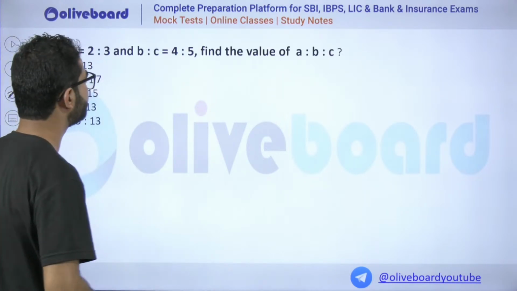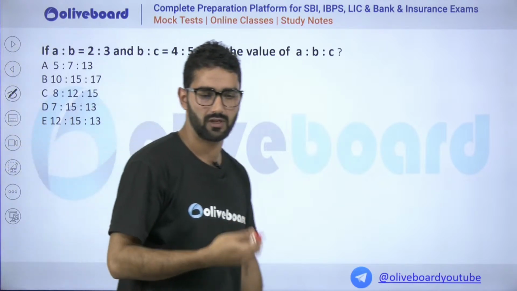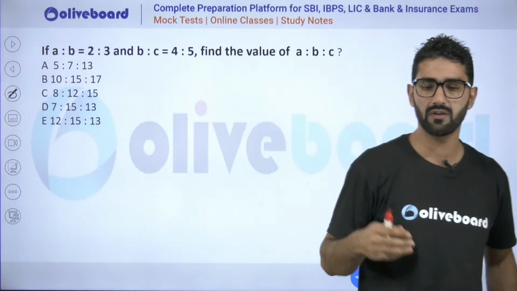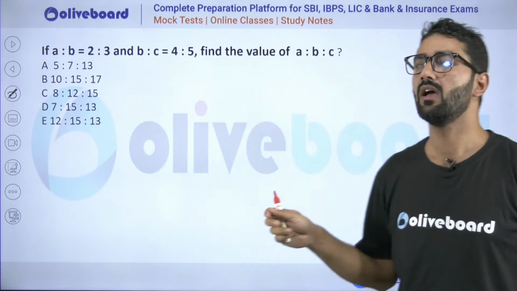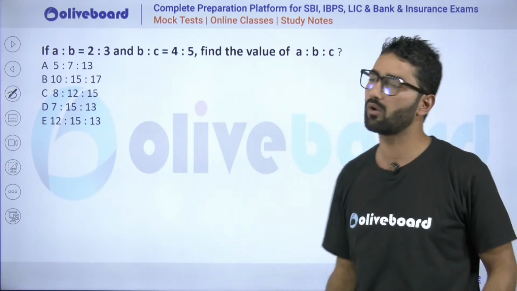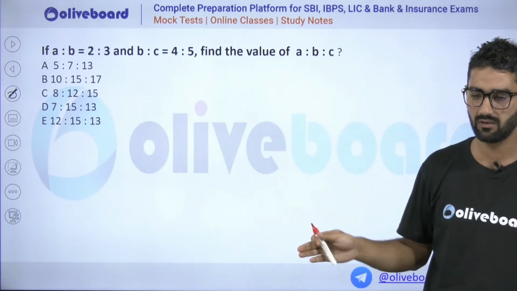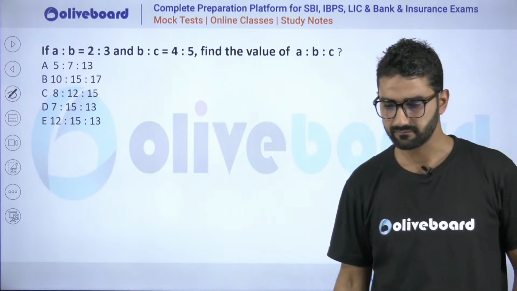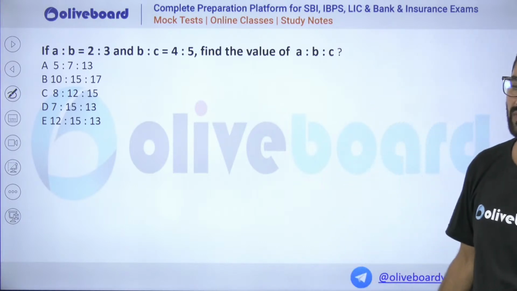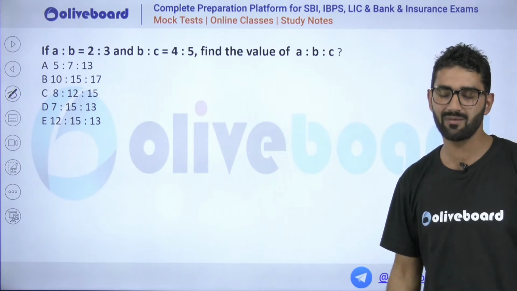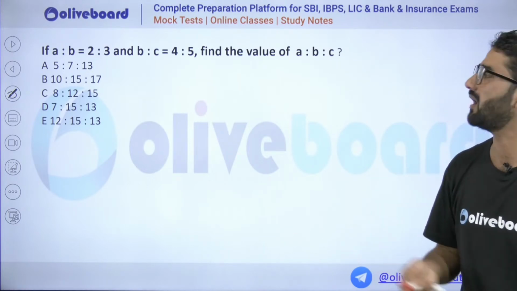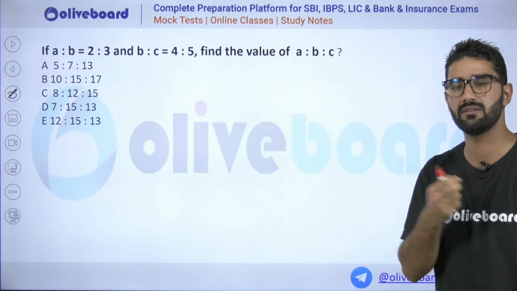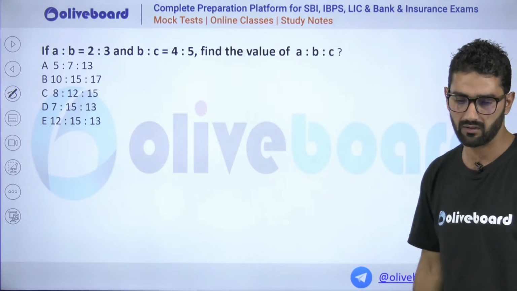Okay, so A is to B is to C is given. If you are solving these types of numerical for the first time, how to tackle and solve them, I will tell you everything. We don't have a large amount of time. We have constrained time. How to tackle such types of numerical in a short time, I will tell you that also.